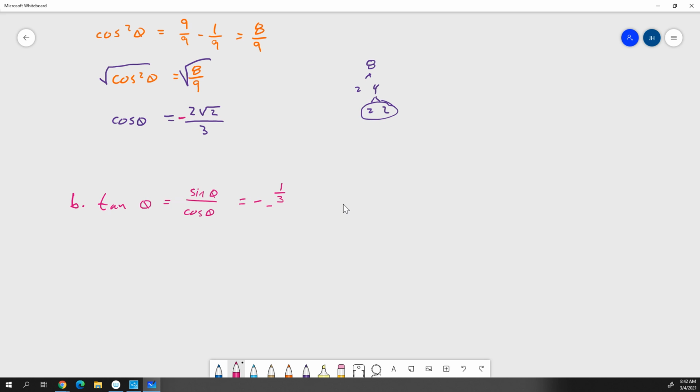Cosine of theta, I'm not going to write in this negative because, oh, well, I am going to write in this negative. But cosine of theta is just going to be 2 radical 2 over 3. I don't know why I'm saying 3. Is it? Yeah, is it 3? Yeah, it's 3.